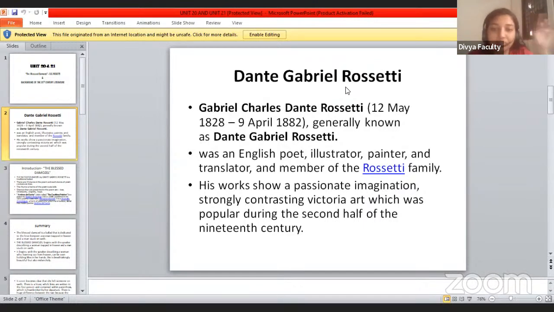At that time, in the last of the 19th century, he belonged to a very royal family. Okay. His work shows a passionate imagination. The way he wrote his work shows that he is a very passionate, imaginative person, and he strongly contrasts with Victorian art. The way he depicted his art was very contrasting, which was popular during the second half of the 19th century.